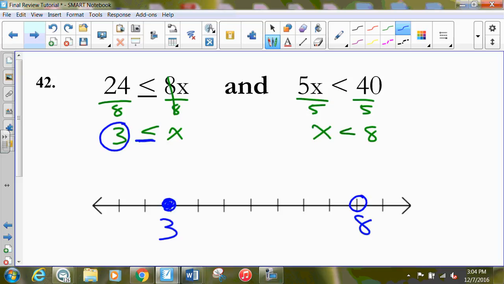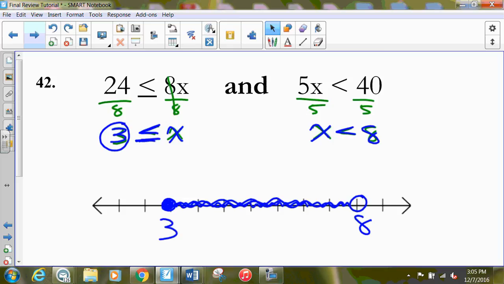This says x. Now, don't be fooled. This says x is greater than or equal to 3. Always read your inequalities from the variable side first. So we're going to shade to the right. We're going to stop and check what it says about the 8. It says x is less than 8, which means we're going to go this way. And that's why we use an and, because x has to be both greater than or equal to 3 and less than 8. It has to fulfill both requirements.